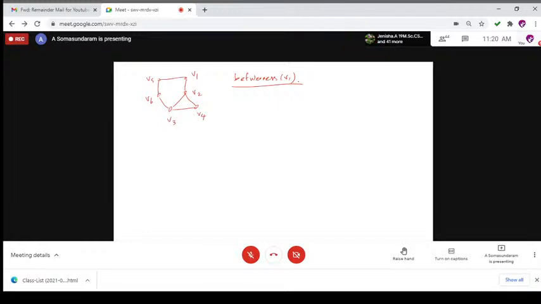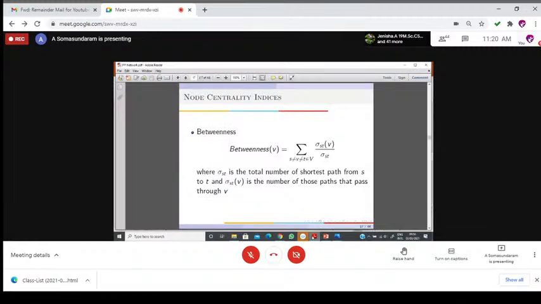Let us go back to the definition. Now I have chosen V1. So I need to find the number of shortest paths. In the denominator, I have to take all possible shortest paths. The numerator is the number passing through that particular vertex. So keep that in mind: the numerator is passing through the chosen vertex.